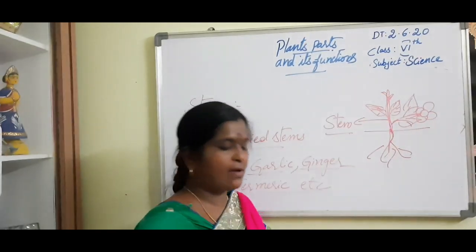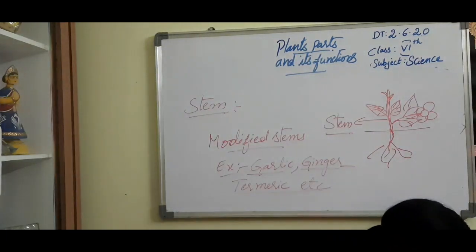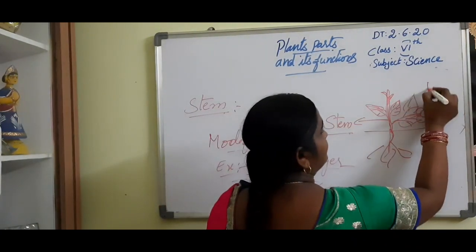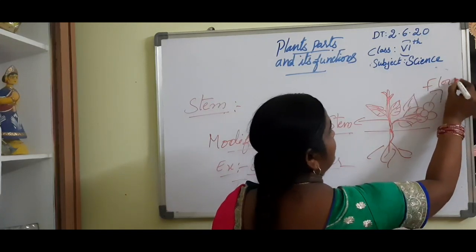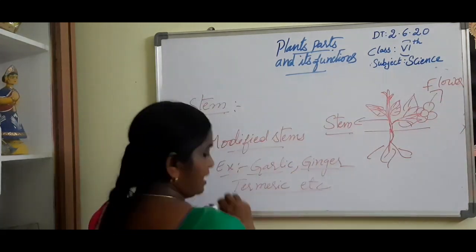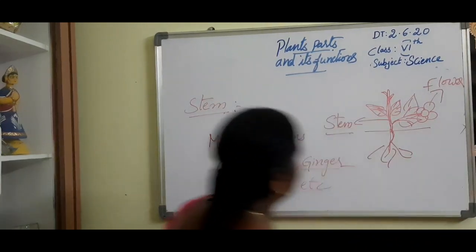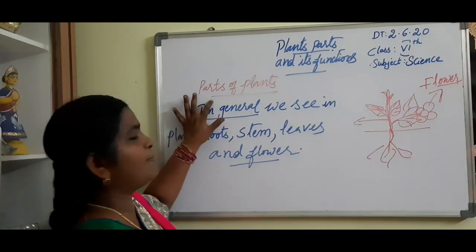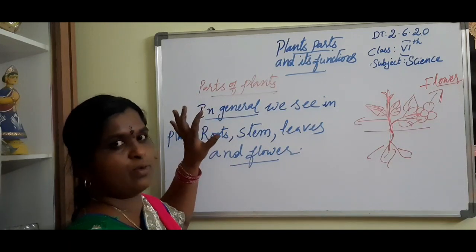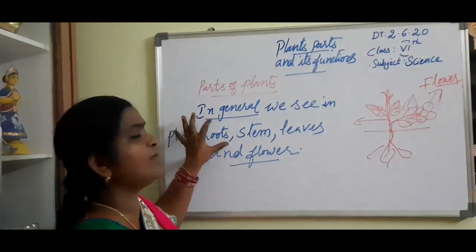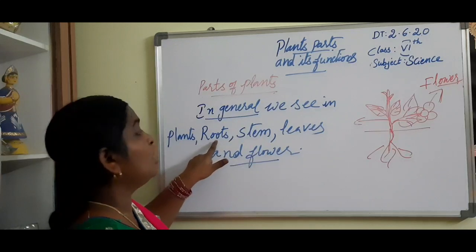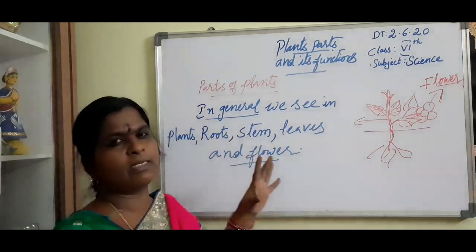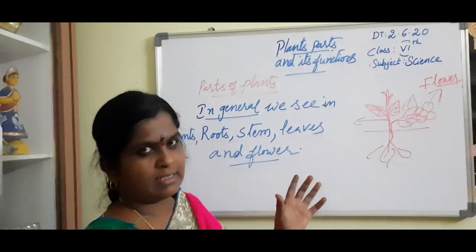I think you have understood this part. The next part we are going to discuss is the flower. Coming to the parts of the plant, up to now we have discussed that in general we see roots, stem, leaves and flowers in every plant. These are common in almost all plants.